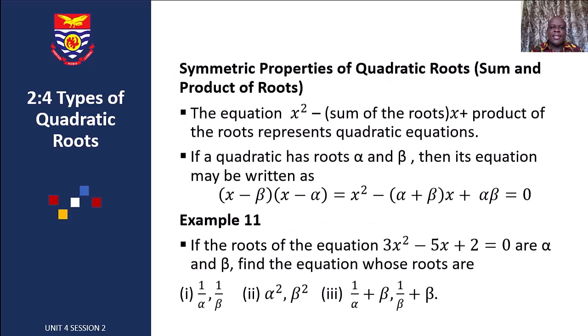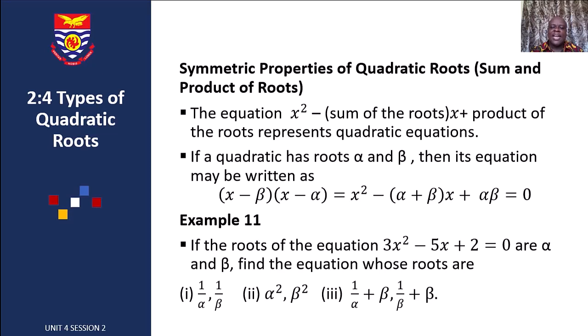Let's look at symmetric properties of quadratic roots. In these symmetric properties, we'll be looking at the sum and product of roots. Quadratic equations are mostly represented by x squared minus (sum of the roots) times x plus product of the roots. So if we let the roots of the quadratic equation be alpha and beta, we will have x is equal to alpha and x is equal to beta.